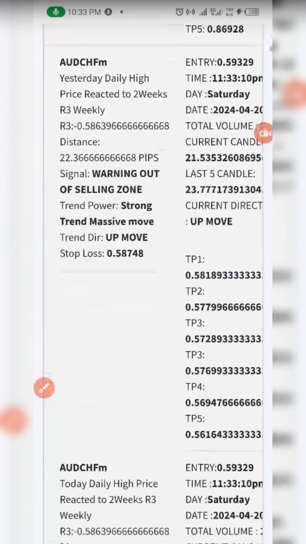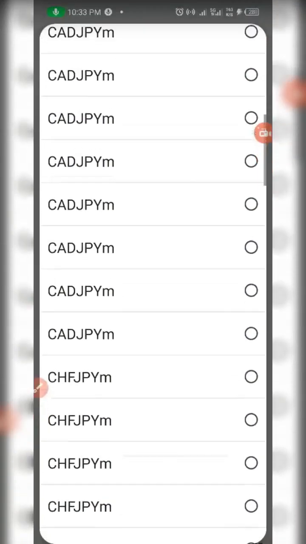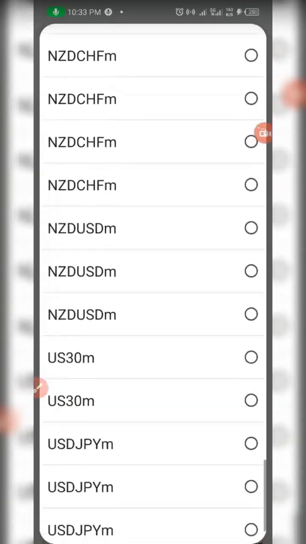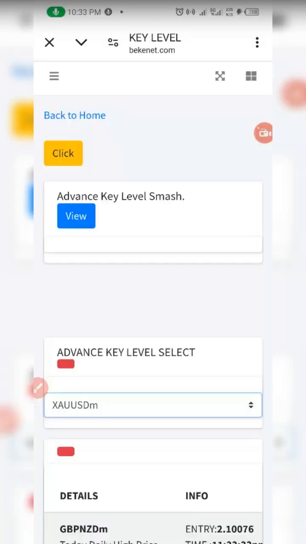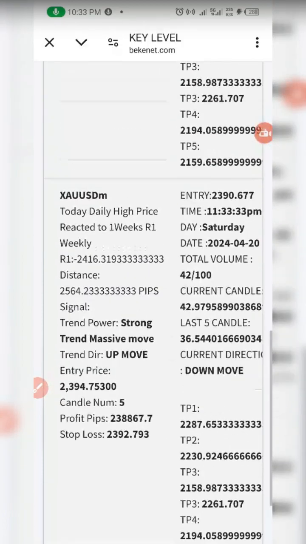So all you need to do, just use the second menu, which is this one. Select the particular pair that you're looking out for. You understand? Just that particular pair you're looking out for. Then it will not display it here. Only that pair.